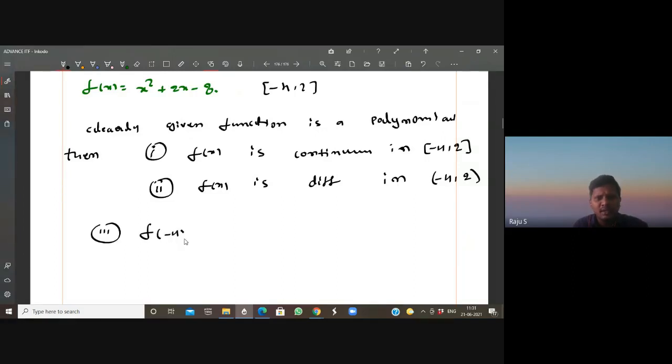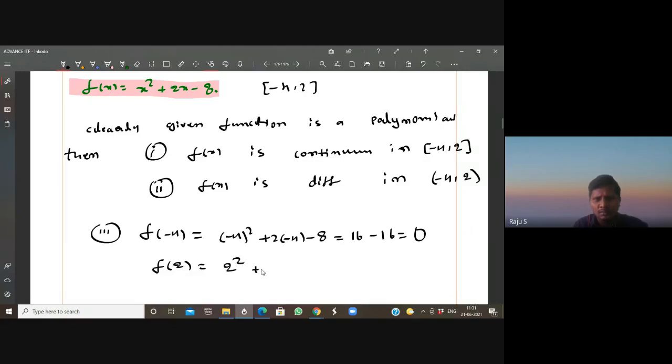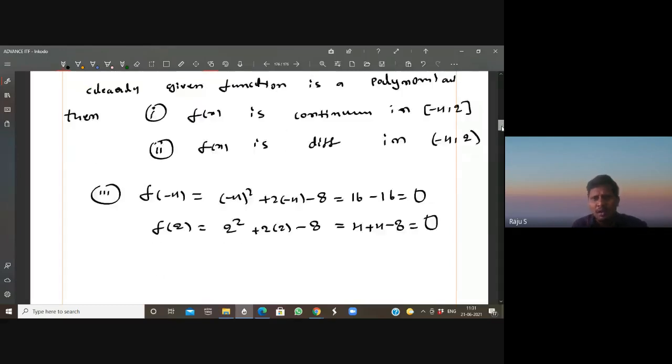What is f of minus 4, students? In the given function, substitute x as minus 4. Then f of minus 4 is minus 4 whole square plus 2 times minus 4 minus 8. This is 16 minus 16, 0. Is it right? Then f of 2: 2 square plus 2 into 2 minus 8, 4 plus 4 minus 8, that is 0. Right. What do we observe?